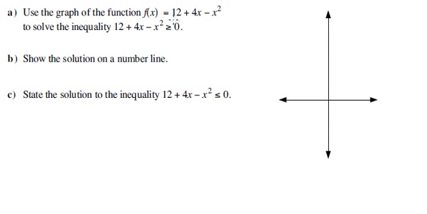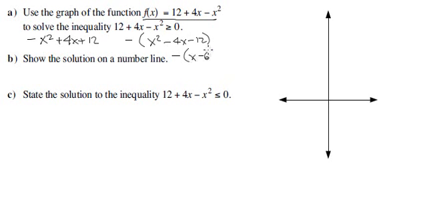Use the graph of the function to solve the inequality. Okay, well, let's get this graphed first of all. It's in a lousy form. It should start minus x squared plus 4x plus 12, and then we could factor out a negative and get minus x squared minus 4x minus 12, and then we could even factor that and get x minus 6, x plus 2.